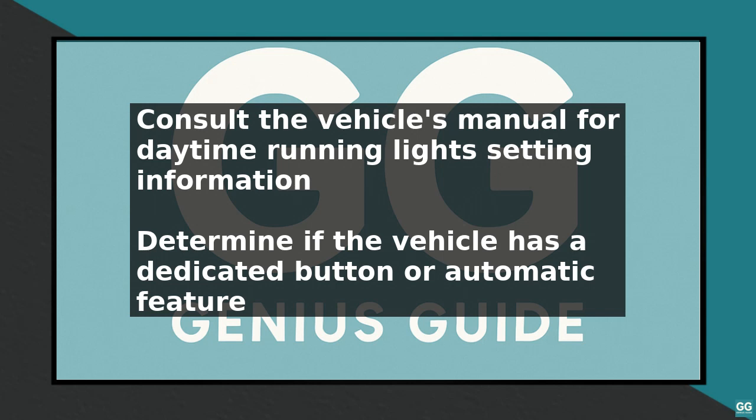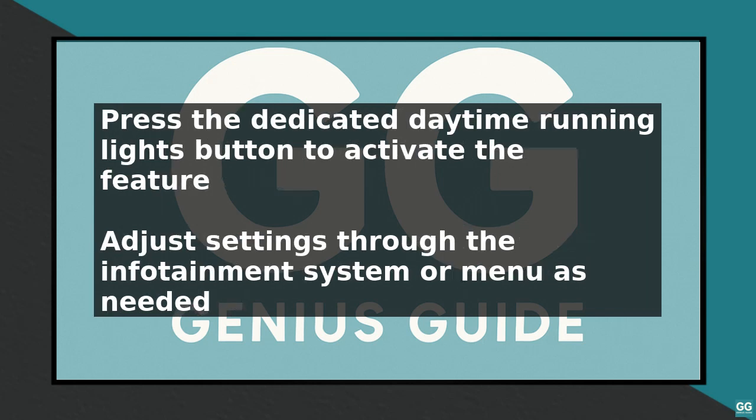In some cases, the daytime running lights may be controlled through a settings menu, where you can select the type of lights to use, such as LED or halogen. To confirm that the daytime running lights are on, look for a light or indicator on the dashboard or check the lights themselves to see if they are illuminated.